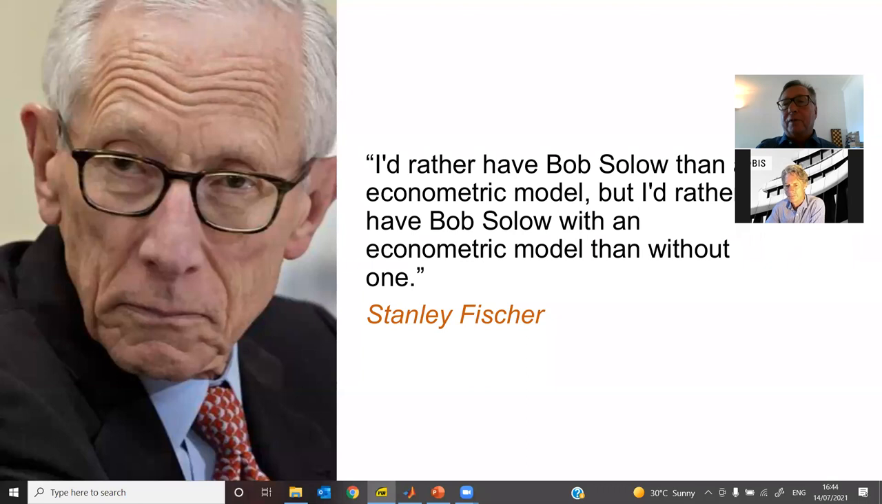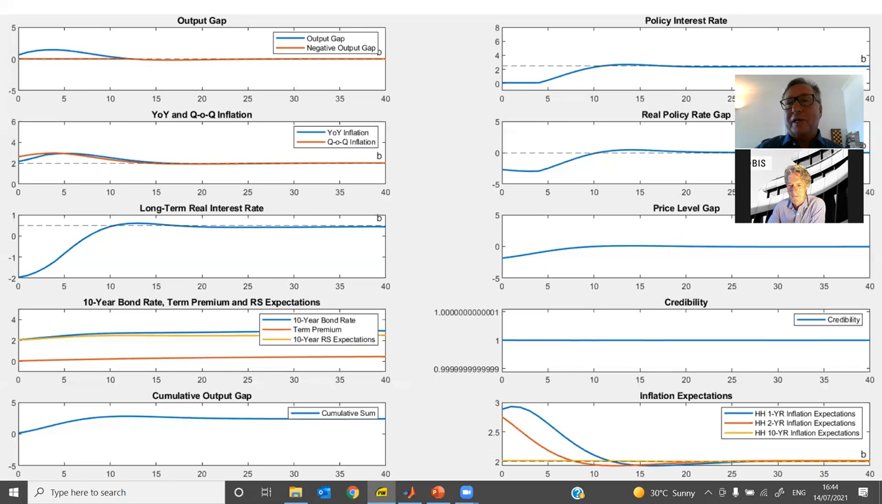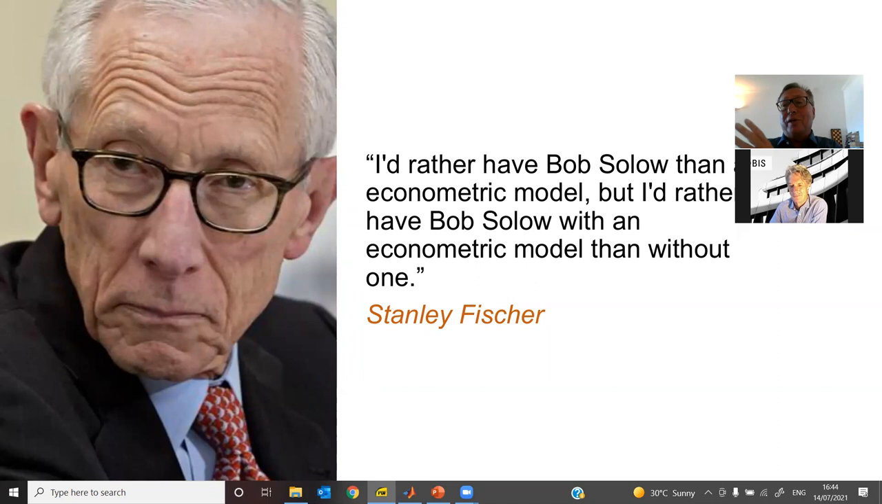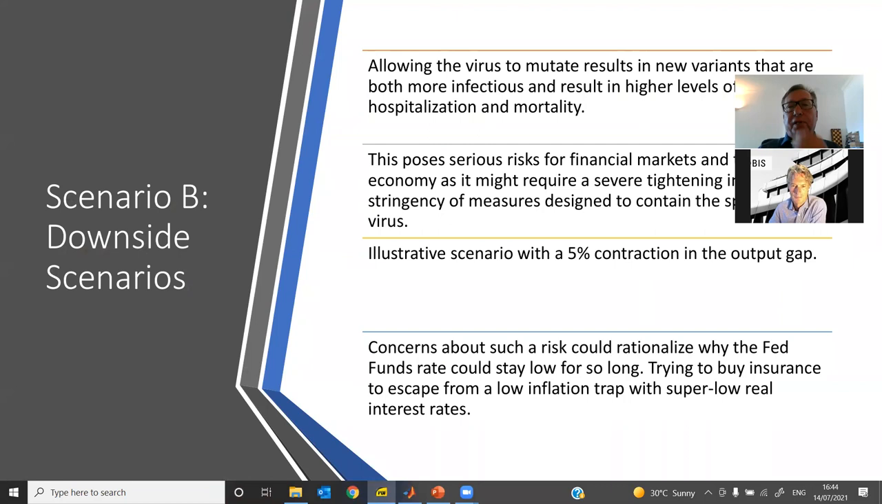Oh, I got this again. It wants Bob Solow. So I think Stan was talking about more than basically just setting all the shocks equal to zero. I think when he was talking about Bob Solow, he was thinking about thinking about the economy seriously, having a discussion about how you think the economy works, where it is, and then translating that information into a model to come up with what David referred to as a consistent scenario.